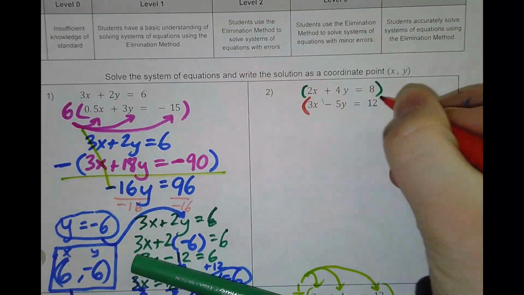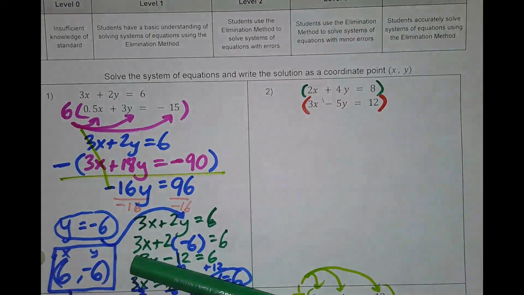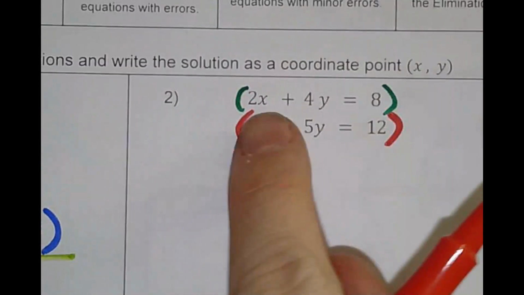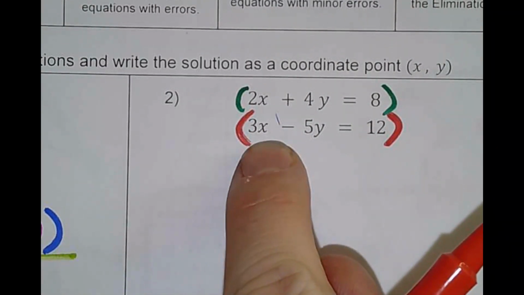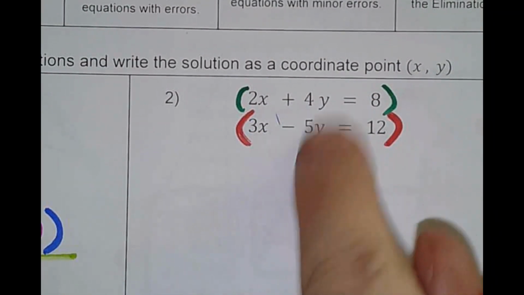I'm going to multiply both equations. The trick is to ask yourself, what do 2 and 3 both go into? Or you can do the 4 and 5. What do 4 and 5 both go into?